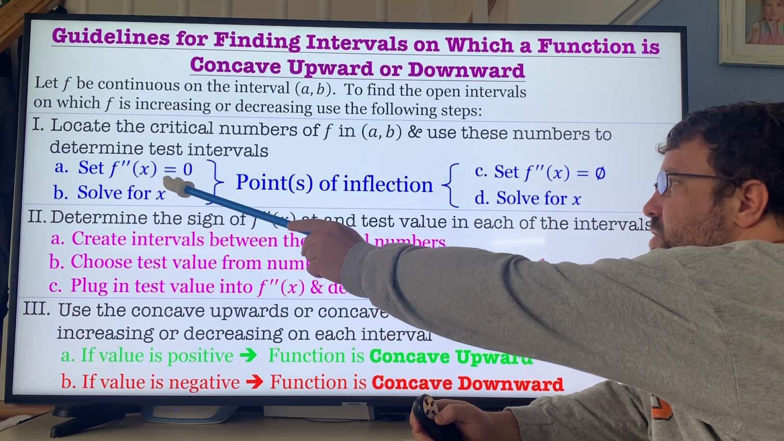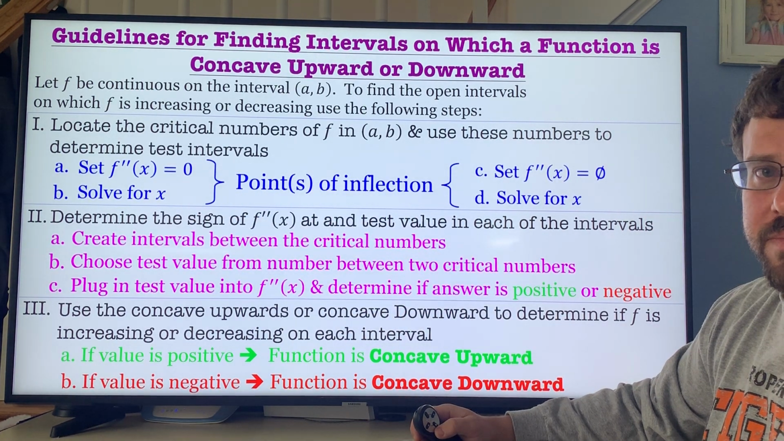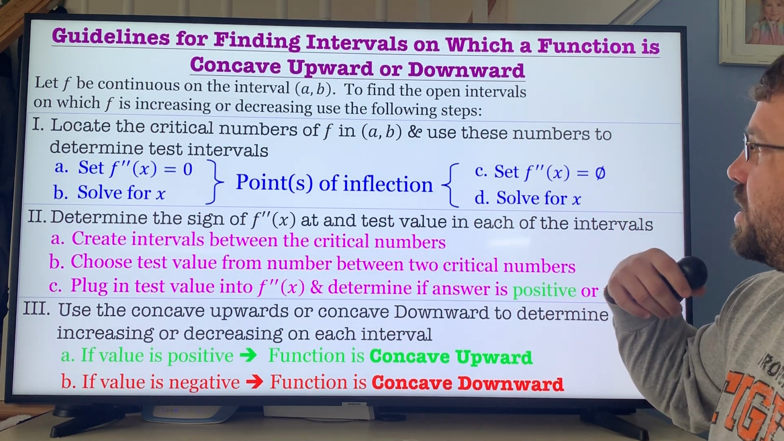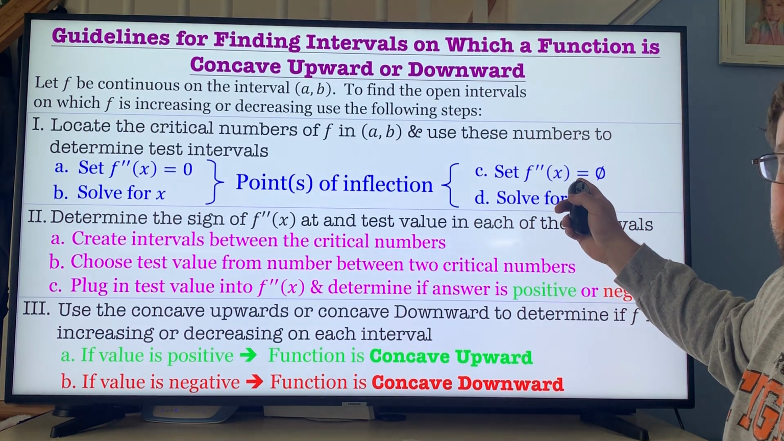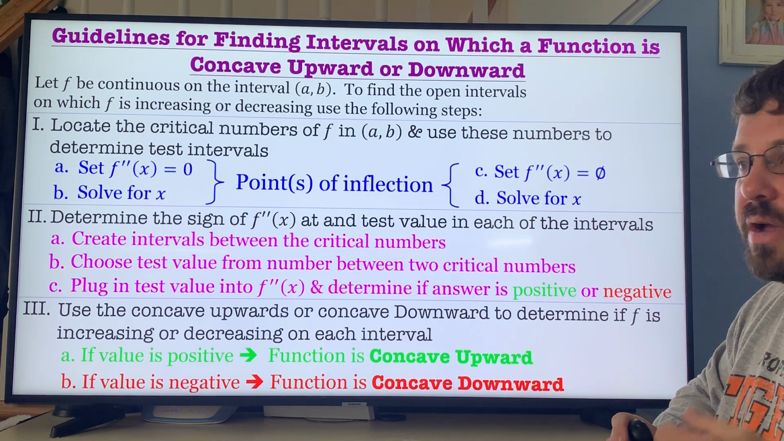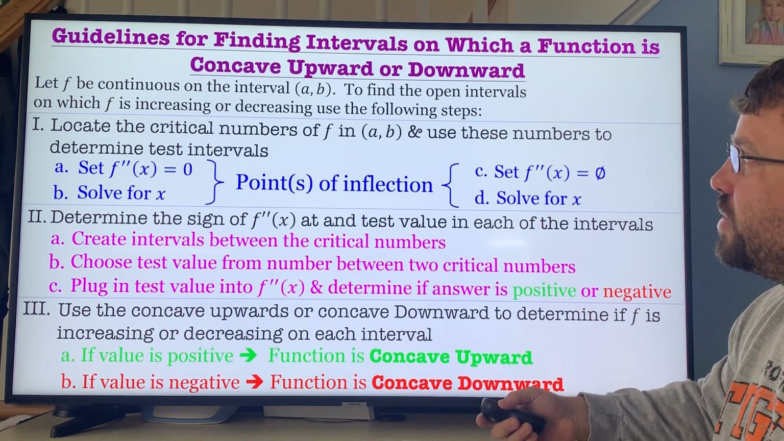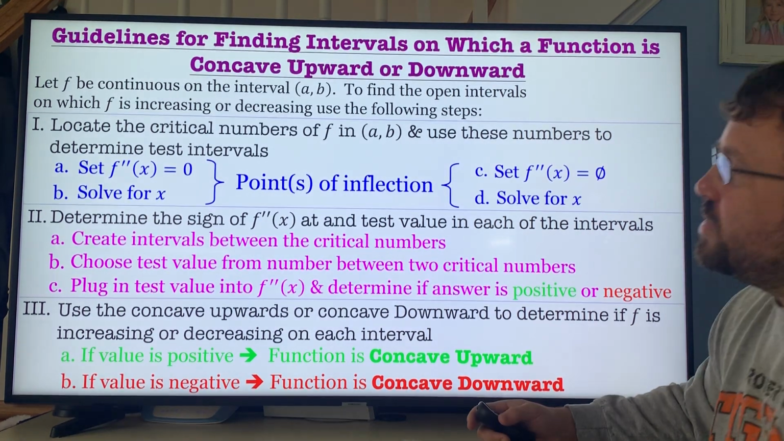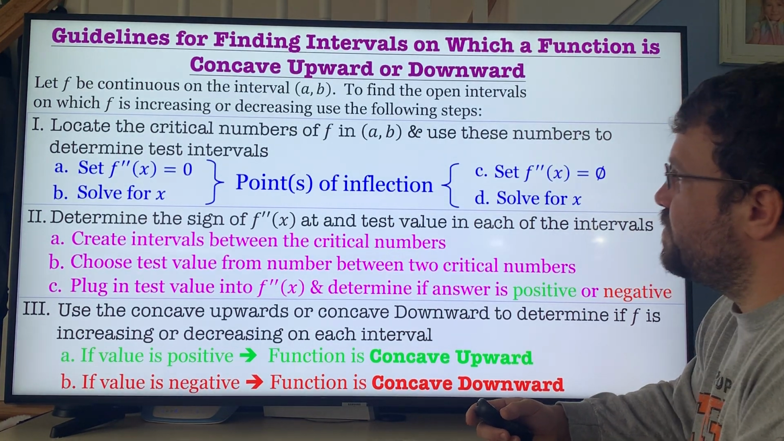So you're going to set your second derivative equal to 0. All right? You're going to set your second derivative equal to undefined if it's a fraction. All right? And then you're going to solve for x. And those give you your actual critical points. You take those critical points, you plug them into the original equation, it gives you your points of inflection.